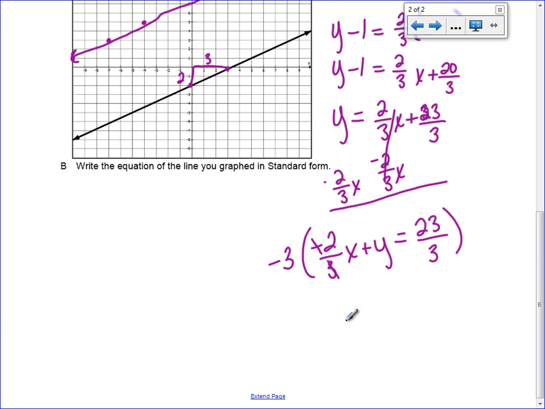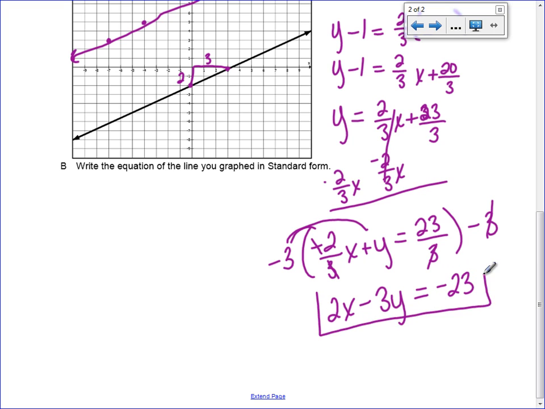So these cancel, leaving me with 2x. But then I have to multiply here, so this becomes minus 3y. And then this 3 will cancel out that 3, but the negative stays, so it becomes negative 23. So that is now in standard form. That's what the equation would look like.